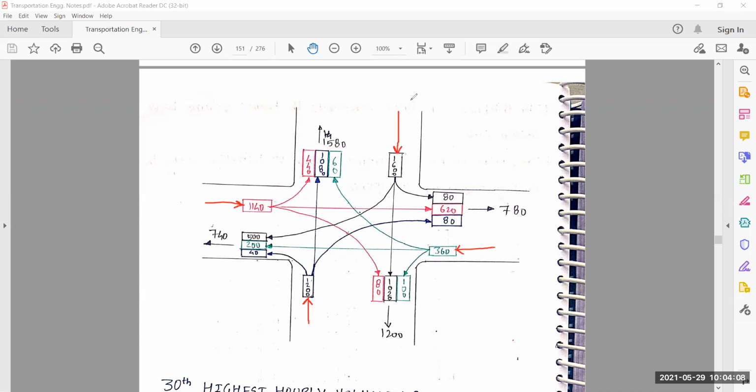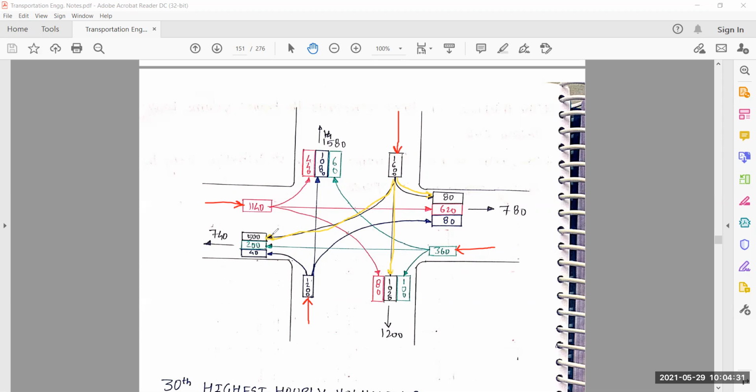Now, out of these 1600 vehicles, 80 vehicles will move towards left, 1200 vehicles will move straight, and 500 vehicles will move towards right.